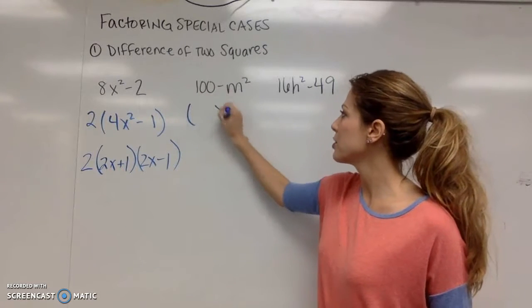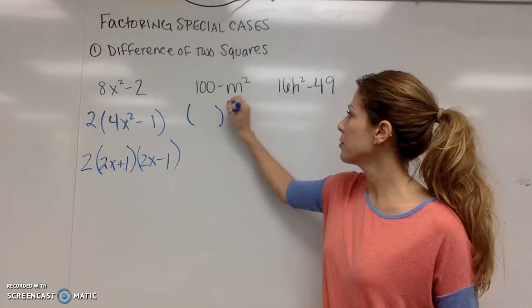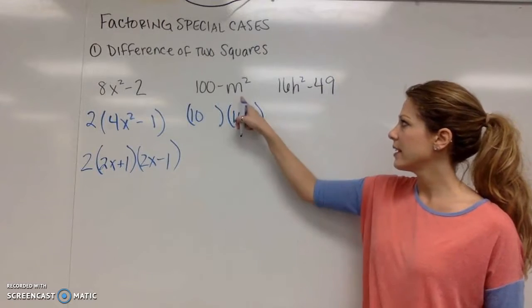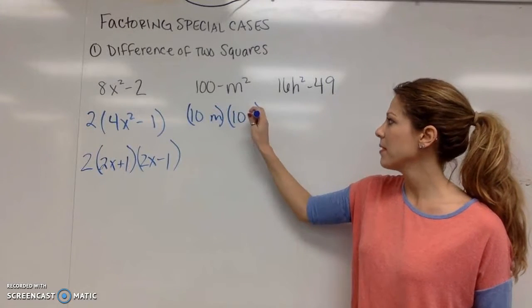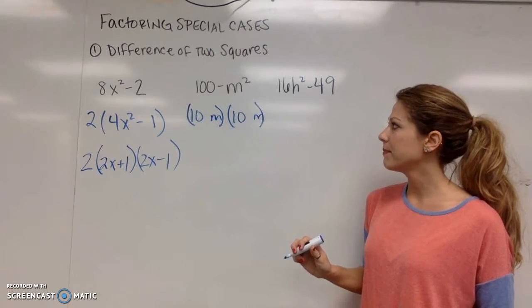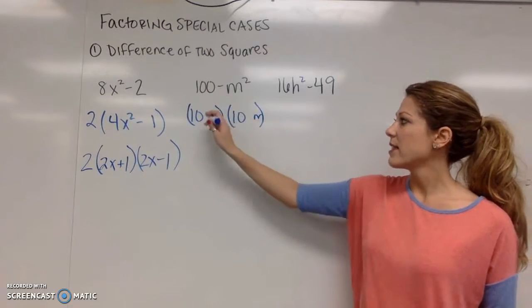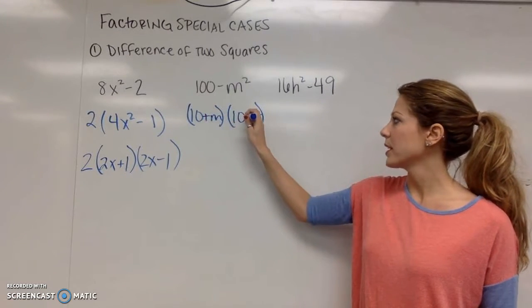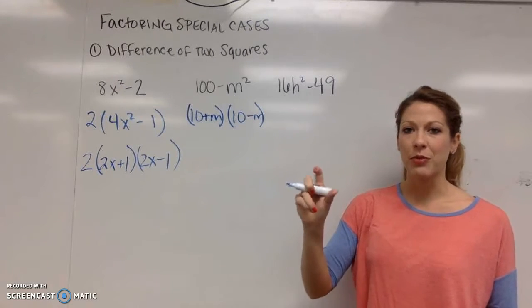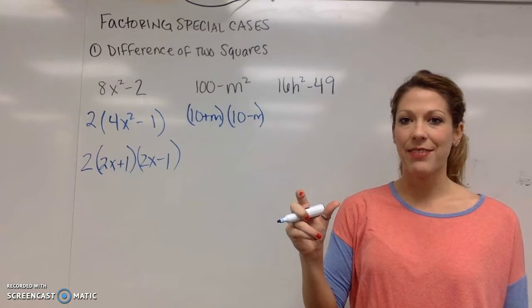So we can set up our two parentheses. We have 10 and 10. Square root of m squared is m and m. m times m is m squared. And then one needs to be positive and one needs to be negative. And it doesn't matter which one comes first, the positive or the negative.